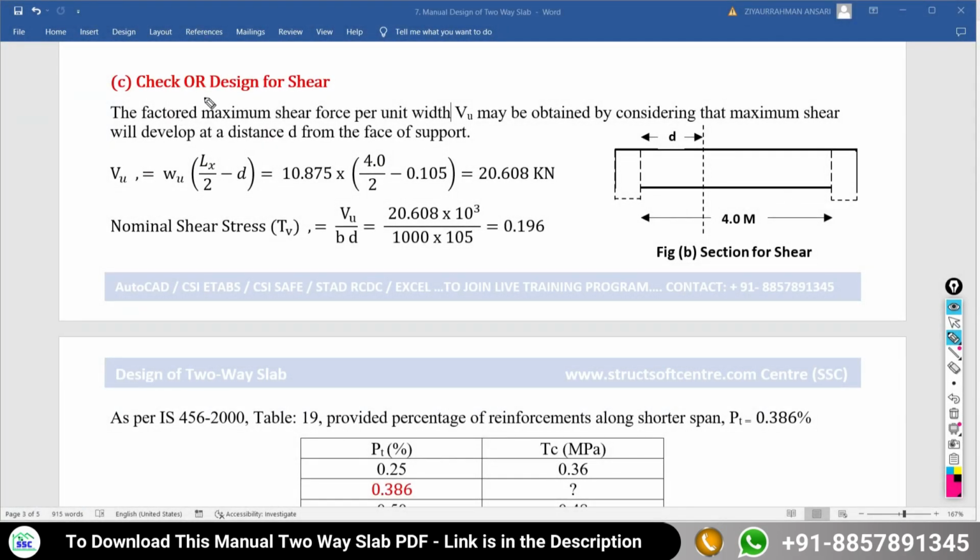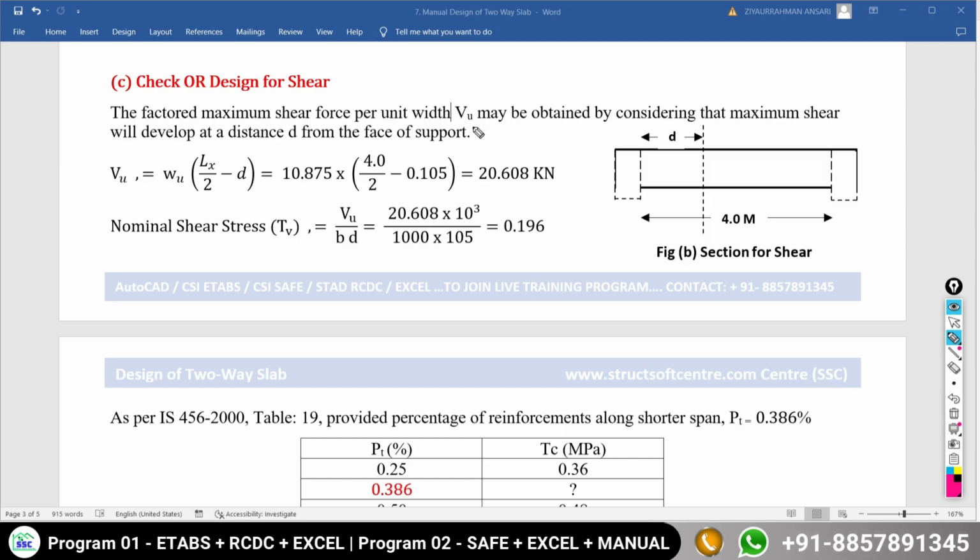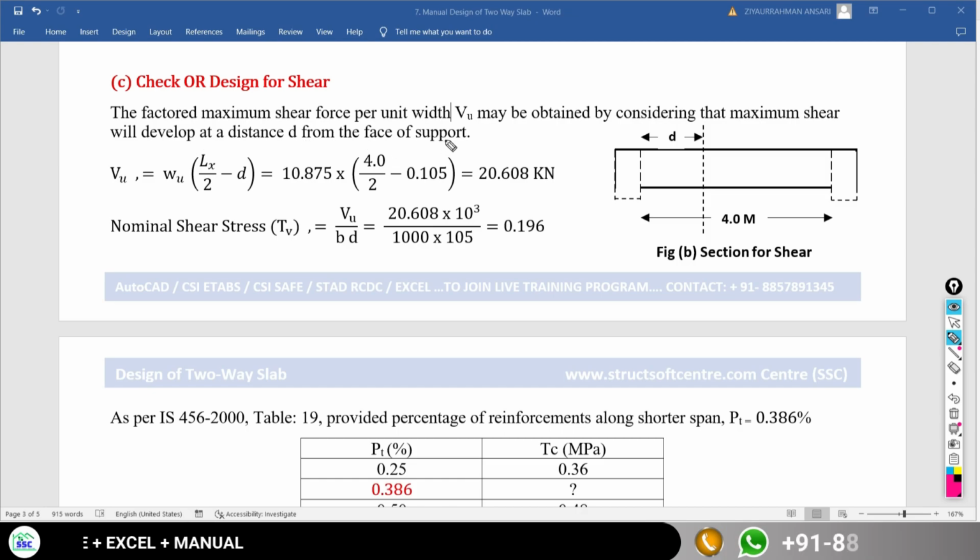Next we have to go for the check and design for shear. It means that first we are going to check whether it is needed to design for shear or not, and after that we are going to design for shear. So first we need to calculate the ultimate shear force. The factored maximum shear force per unit width of the slab, that is Vu, may be obtained by considering that the maximum shear force will be developed at a distance of d from the face of the support.